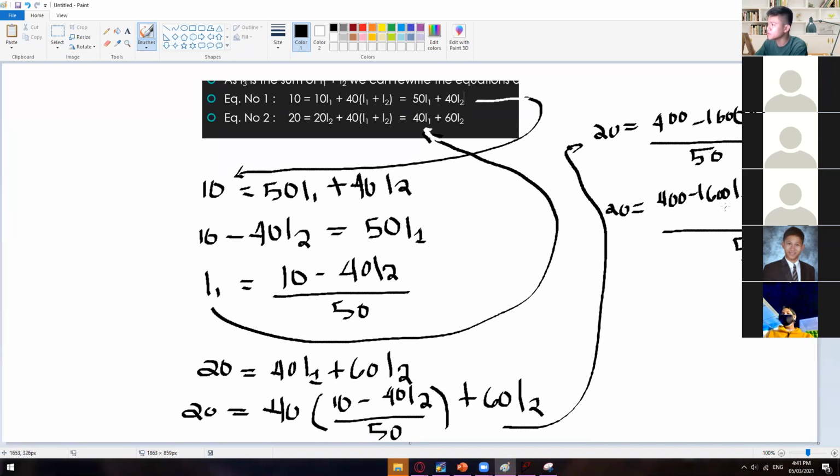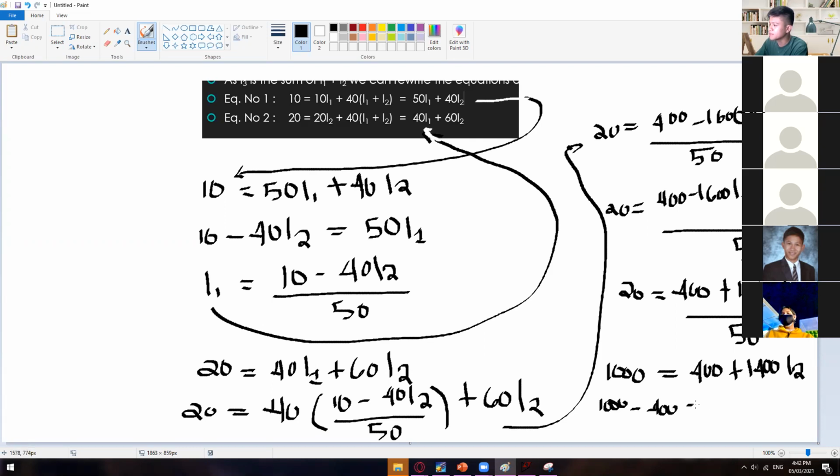So from here, we could now combine those two, 1,600 and 3,000, since they have the same variable, which is I sub 2. So 20 is equal to 400 plus 1,400. Am I correct? 3,000 minus 1,600 is equal to 1,400 I sub 2 divided by 50. And then from here, we can simplify this one a little bit more. 50 times 20 is equal to 1,000, is equal to 400 plus 1,400 times I sub 2. Then you can transfer this 400 right here. 1,000 minus 400 is equal to 1,400 I sub 2.